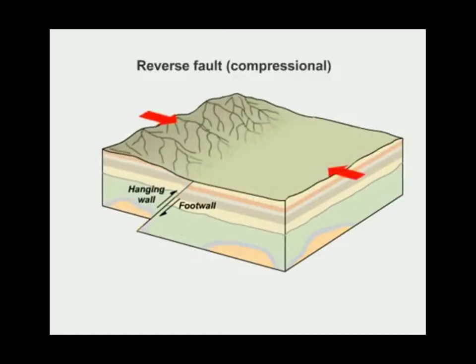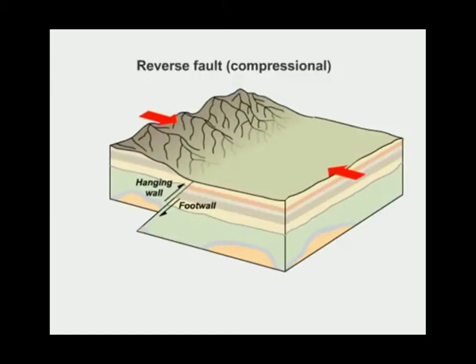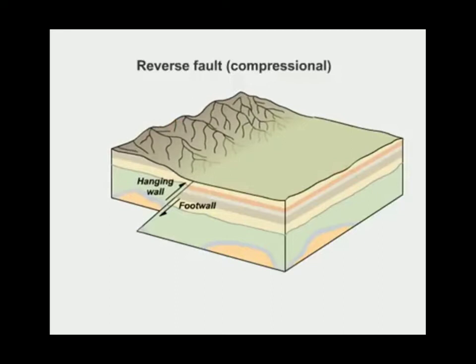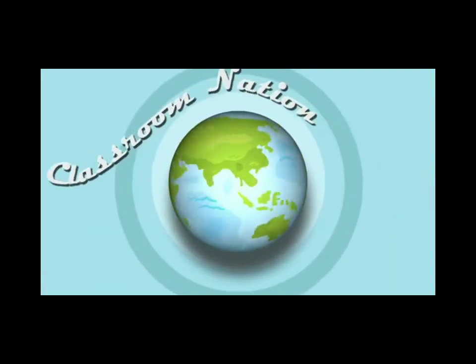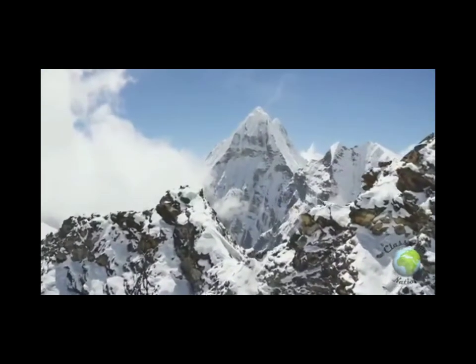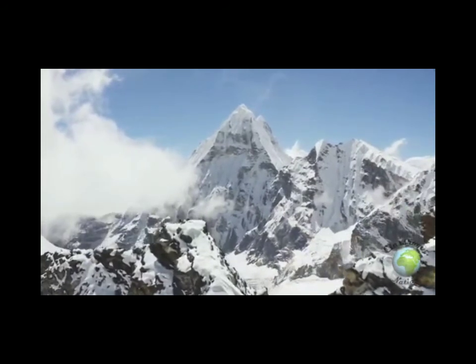A strike-slip fault develops from shear, causing one side of the fault to move horizontally past the other. This video came from Classroom Nation Geography.